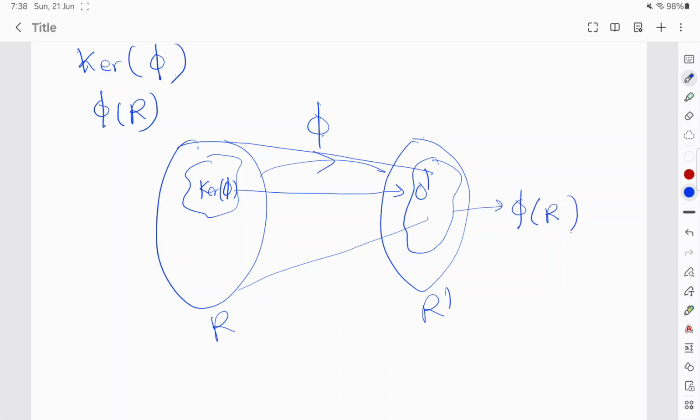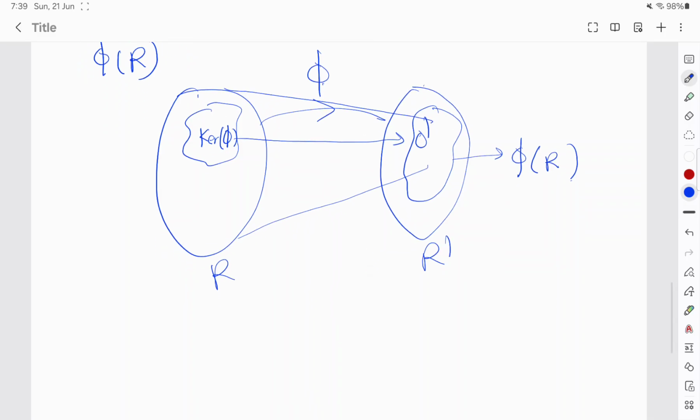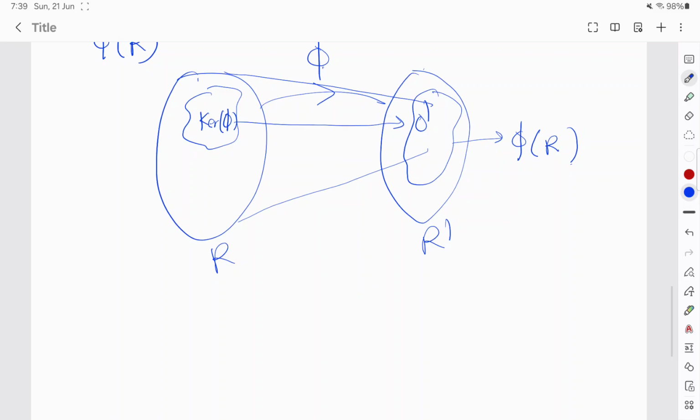This kernel concept I think you have learned in your linear algebra courses. There also you have ker of T and image of T, that type of concept. So this is a similar concept. Later on you will be able to prove that ker phi will be an ideal of this R.